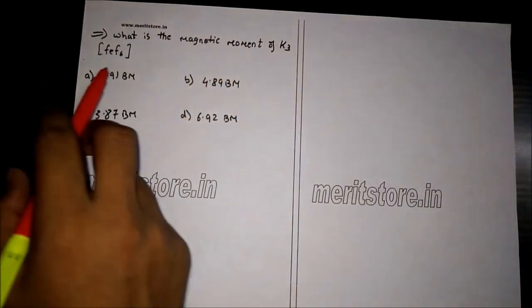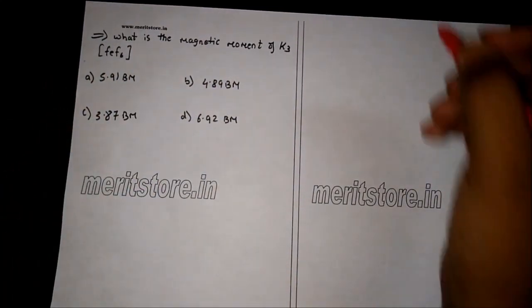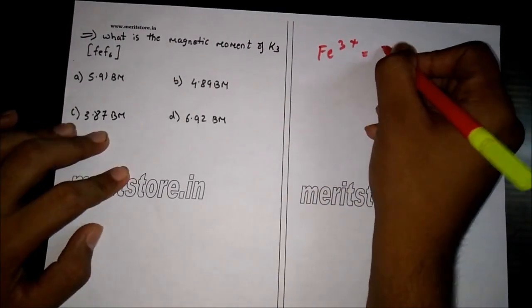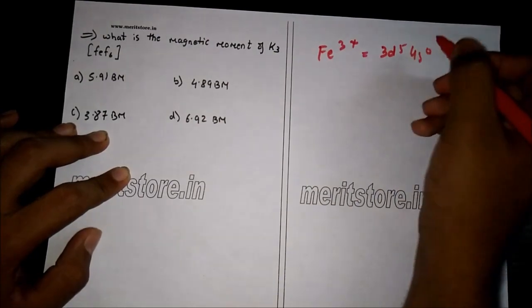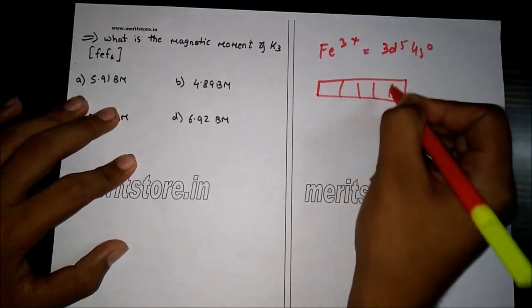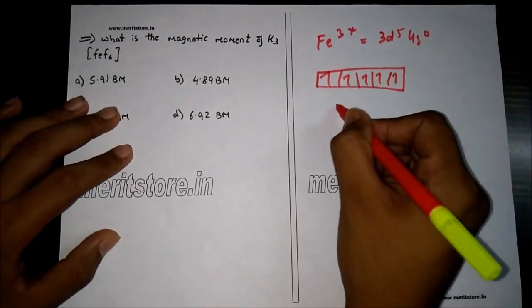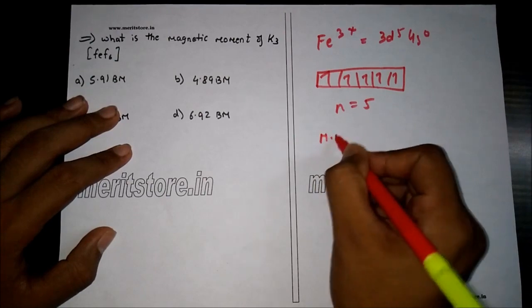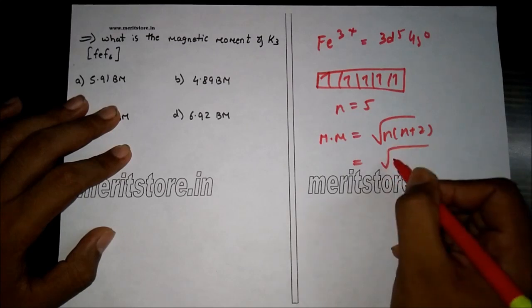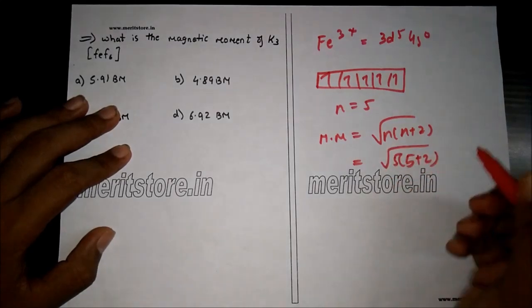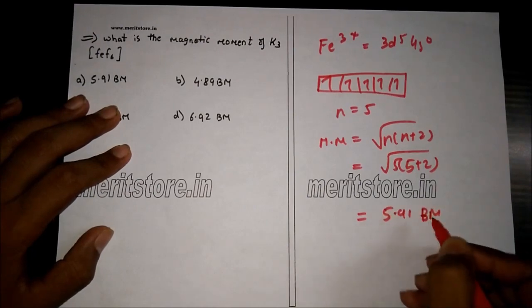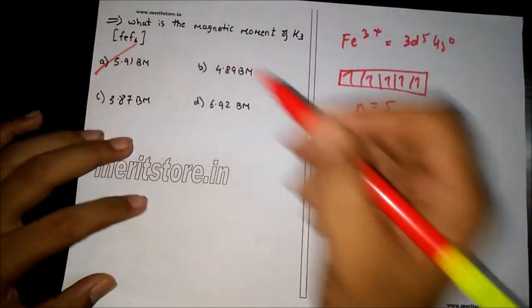What is the magnetic moment of K3FeF6? Here are the different options. Now, in K3FeF6, Fe3+ has a configuration of 3d5 4s0. Since F- is a weak field ligand, all 5 electrons are unpaired. Therefore, the number of unpaired electrons is 5. The magnetic moment is given by the formula root of n into n plus 2, where n is the number of unpaired electrons. Therefore, 5 into 5 plus 2, and the magnetic moment is 5.91 BM. The correct answer here is therefore option A, 5.91.